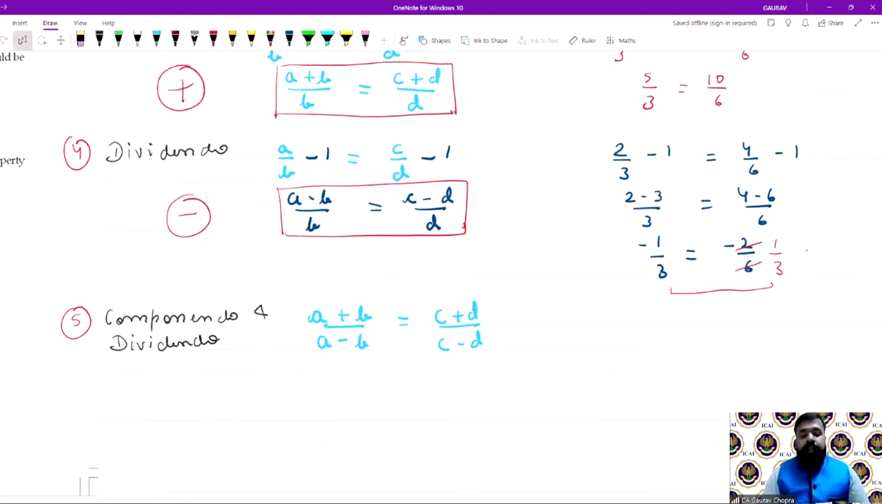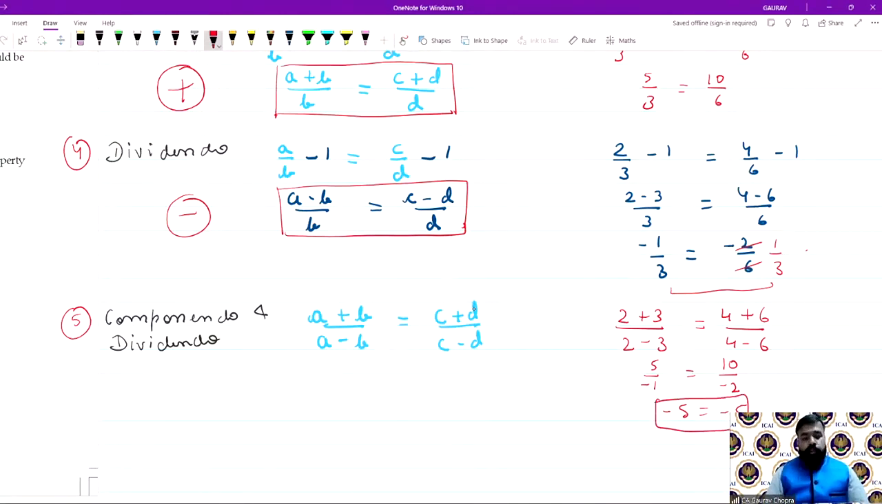So simply we have to add and subtract. So if we continue the example, value of A was 2 and value of B was 3. So 2 + 3 and 2 - 3. On the other side, we are having 4 and 6. So 4 + 6 and 4 - 6. So what is the result? 5/-1 and 10/-2. So if we cancel, we get -5 = -5. So still they are equal. So applying both together, componendo as well as dividendo, they will still be in proportion. All right. So this is property number 5.